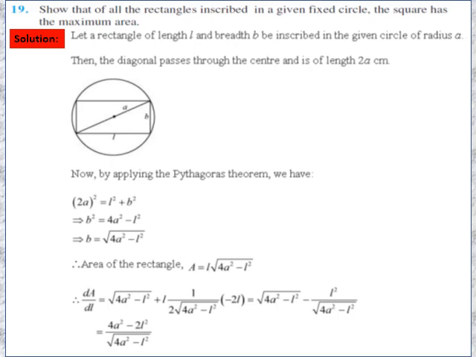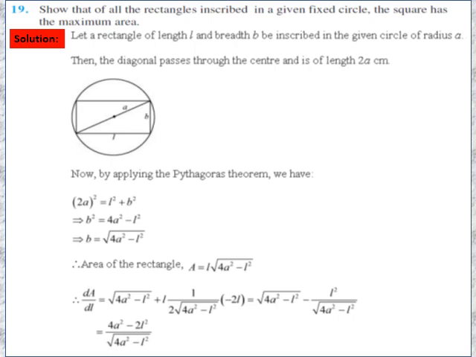So this radius will be what? Since joining two end points will be the diameter, this length is 2a. Clear? So we have a right angle. Applying Pythagoras theorem, we will get what? (2a) square, the length of the diameter, will be equal to L square plus B square. So from there we get the value of B, which is equal to under root 4a square minus L square.